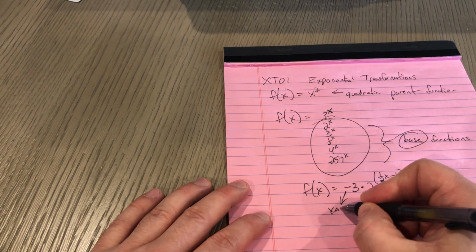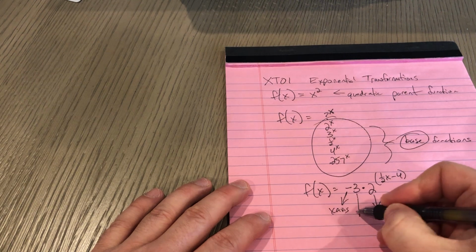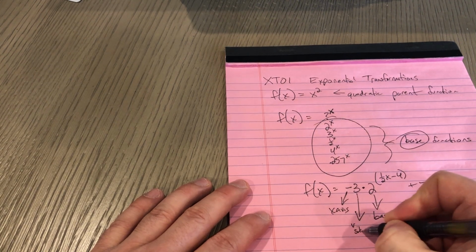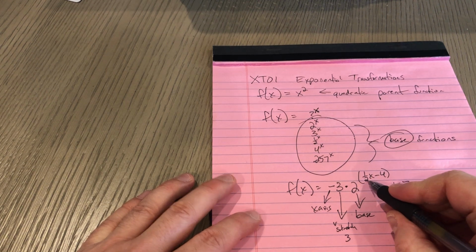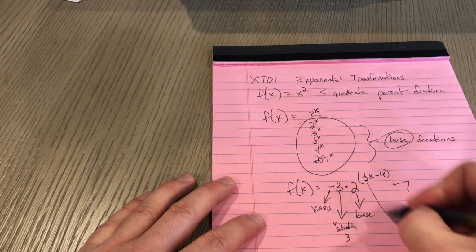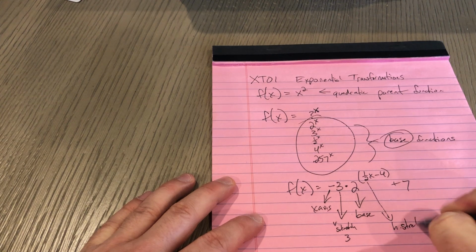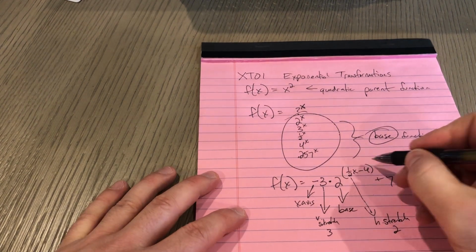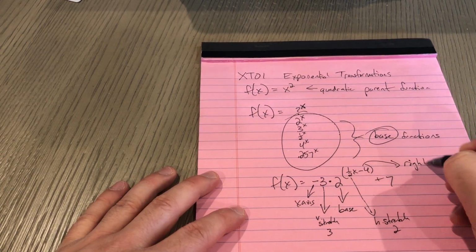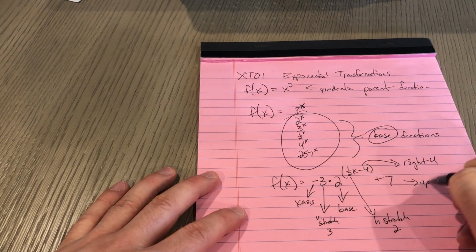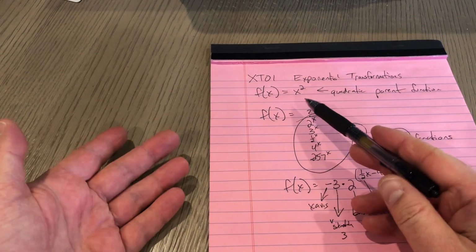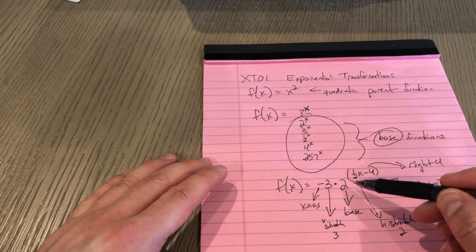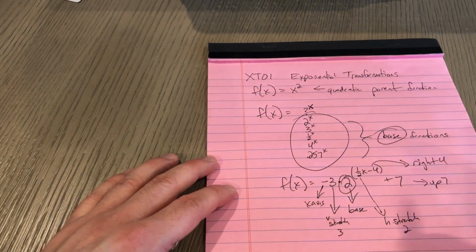Negative in the front means x-axis reflection. A 3 in the front means a vertical stretch of 3. A 1/2 in front of the x inside parentheses, or in this case, in the exponent, that is a horizontal stretch of 2. Right? The same rules apply. The -4 is right 4, and the +7 is up 7. Exactly the same as you would see in a quadratic transformation. The only difference is the 2 there is its base.